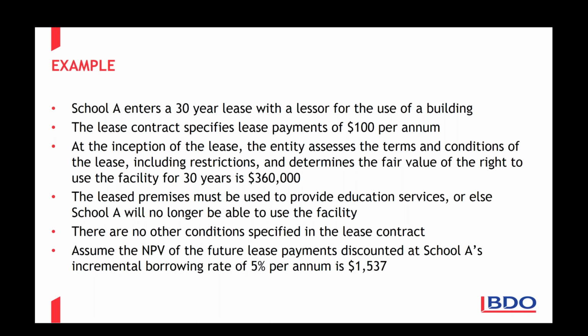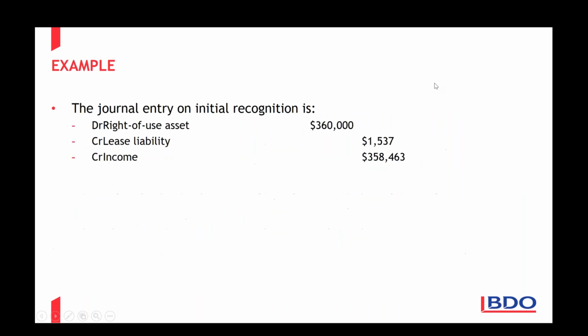And let's assume the net present value of the $100 that we have to pay every year for 30 years is $1,500. So your journal entry on initial recognition is you debit a right of use asset, the fair value of that right, $360,000. You credit a lease liability, the net present value of the $100 over 30 years, $1,500, and you've got a big income on day one as a result of entering into a peppercorn lease. So this is just something to be aware of.